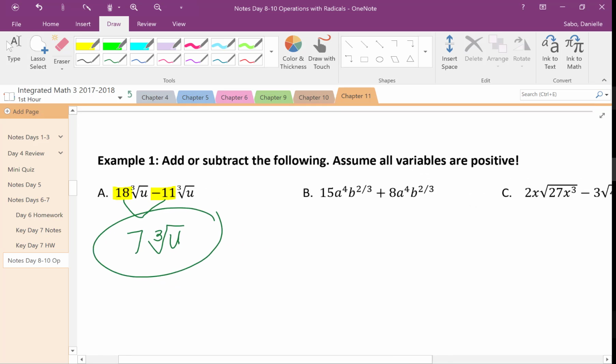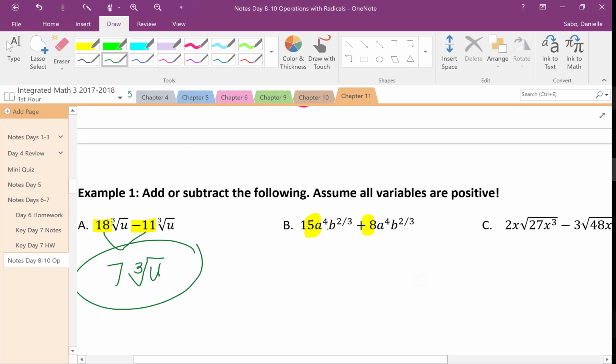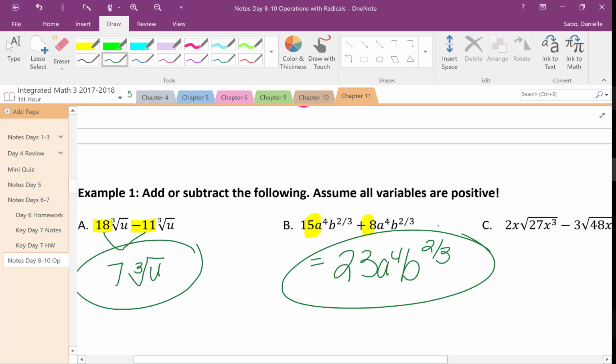Okay, let's look at this next one. Do I have all of the variables the same? Do I have all of the indexes and radicands the same? Yes, so all I'm doing is adding those numbers out in front, which gets me b to the, very good, b to the 2/3. Now again, if this little guy right here was a 5, no. Nothing can be different in those terms.